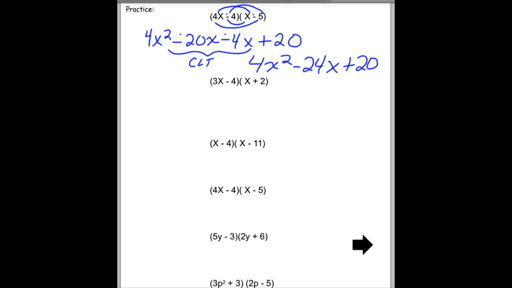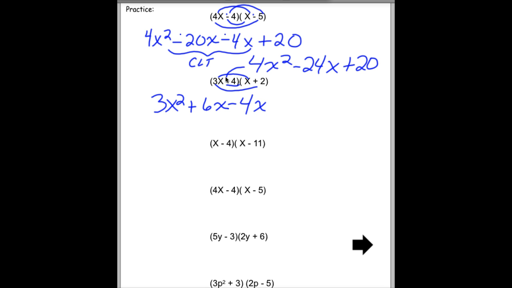One more together, here we go. We do firsts. 3x times x is 3x squared. We do outside. 3x times 2 is, it's kind of easy. I'm talking fast, but FOIL method is usually not something that gives kids much of a problem. Negative 4 times x is minus 4x.